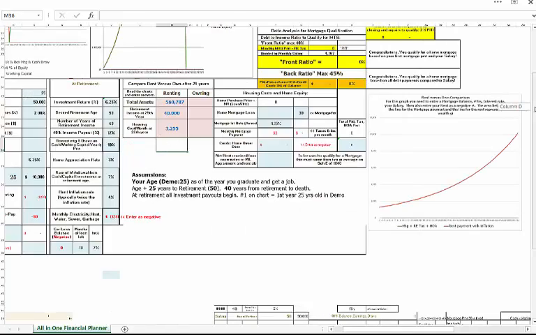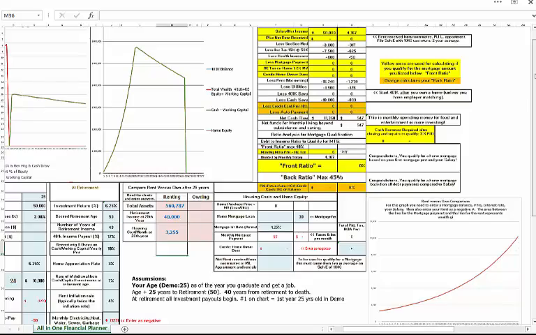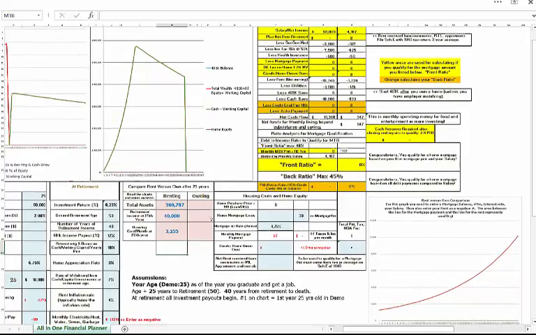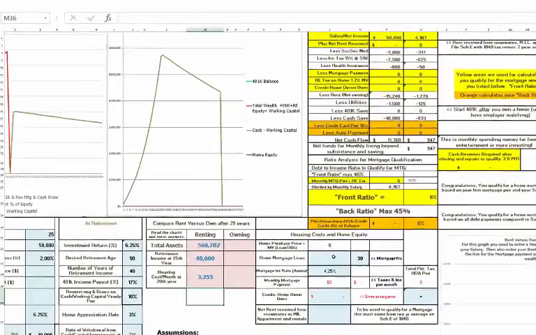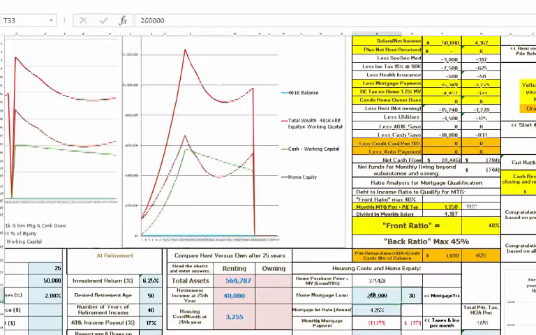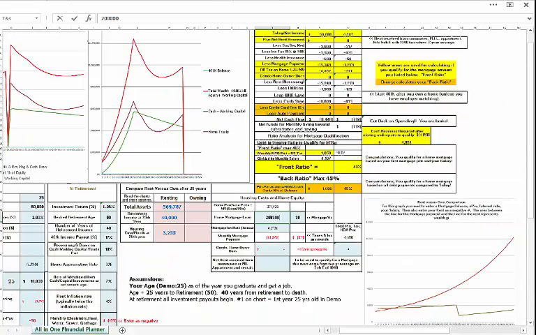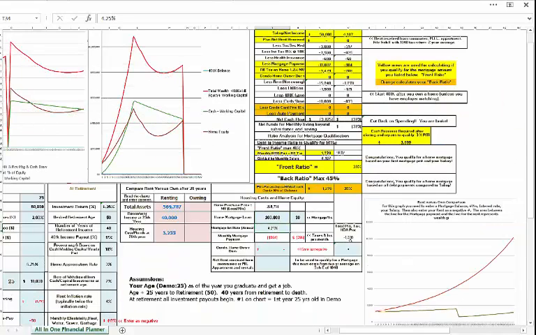Okay, now let's go to home ownership. The first thing I'm going to do here is I'm going to just put the home loan in here. Let's see what we qualify for. Let's go in. I want the same monthly payment here as we had for rent. So I know that was 200,000. That brings me to principal and interest plus taxes and insurance equals $1,270 a month.